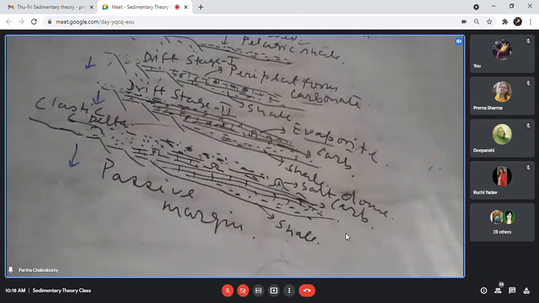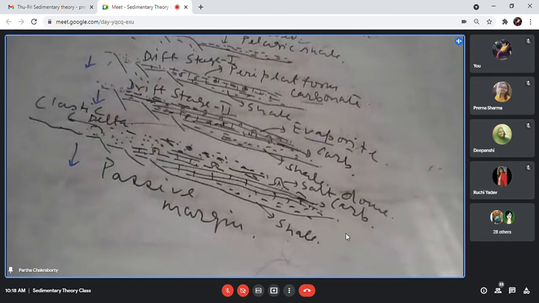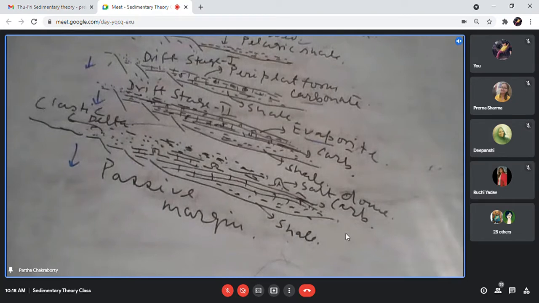Fine. Now, what is the east coast now? Is it an active margin? No, it is not an active margin. It is a passive margin. The east coast is a passive margin. But it possibly started as a rift in Gondwanaland at one point of time. And now, because it has drifted from that spreading center, it has become the passive margin.